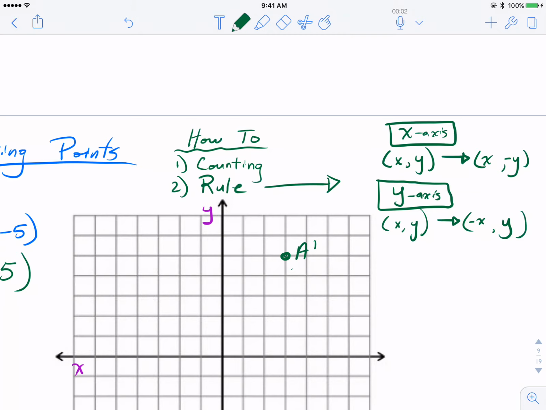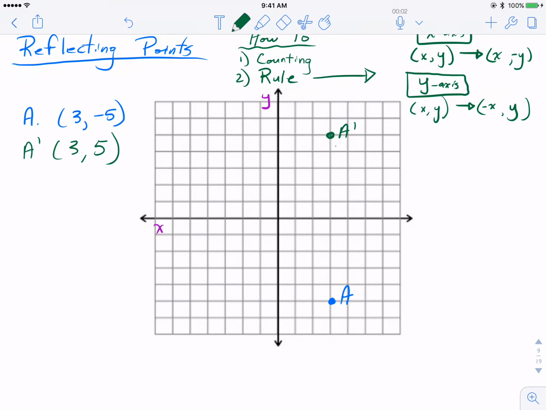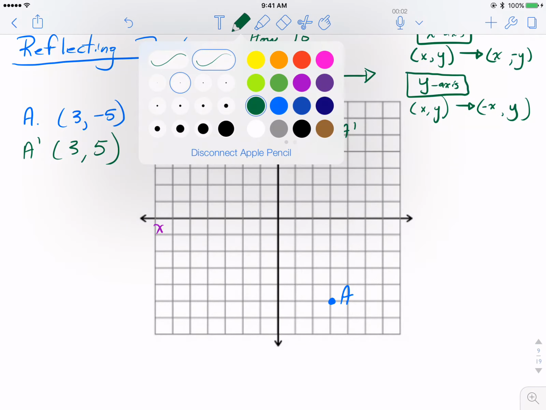And if all else fails, go back to method 1. Simply just count. If you're confused between the two, don't make an error trying to be fancy. Simply go back to the counting approach. Okay? So now, with that in mind, let's try one more example.